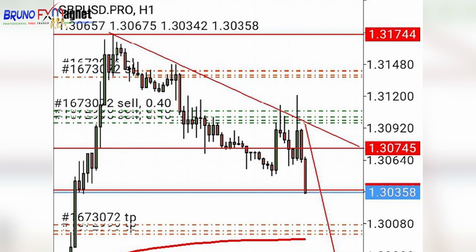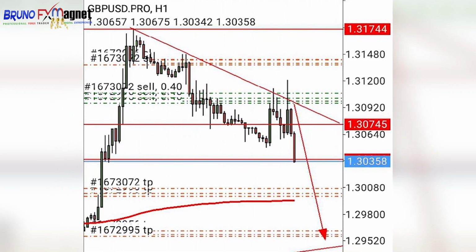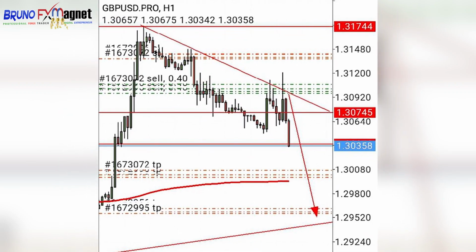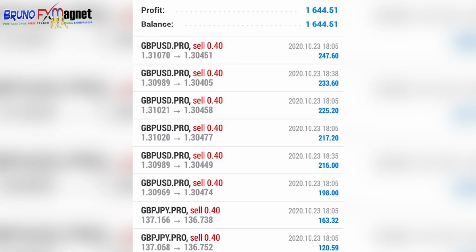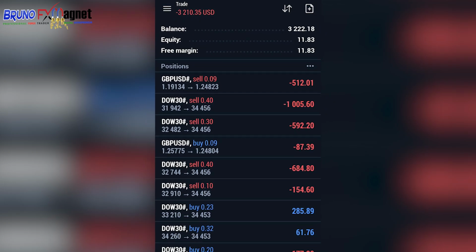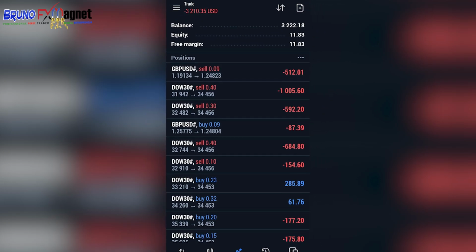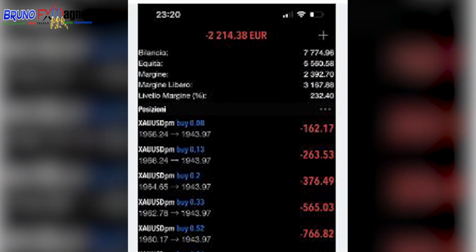Alright? When you sell a currency pair and its market price goes down below your selling price, you gain a profit. If the market price goes up above your selling price, then you start to get a loss. Profit and loss is calculated in pips.